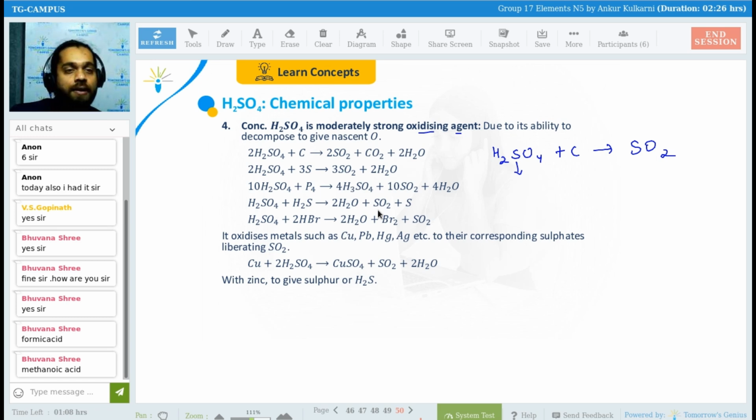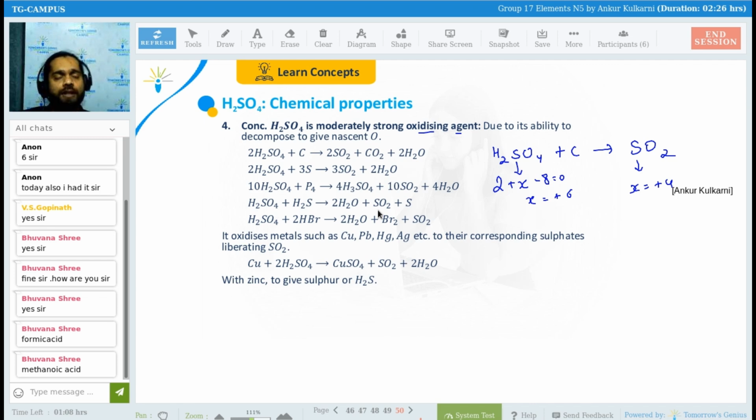Correct? It is +6. How did we calculate, Kirtini? H is +1, so 2 plus X, oxygen is -2, so 4 times -2 is -8, and the sum is equal to 0. So X is equal to +6. Similarly, in this one, X is equal to +4.